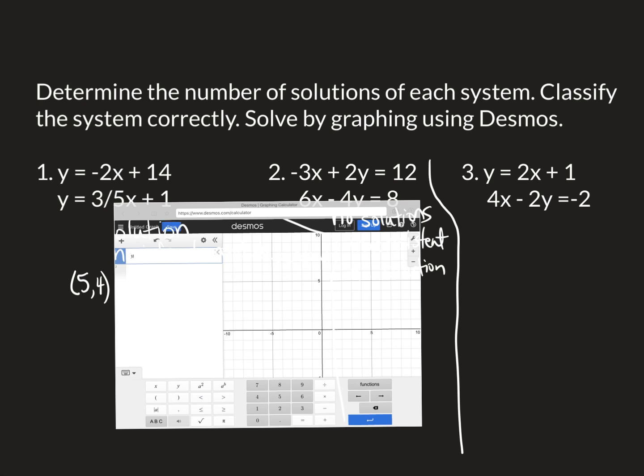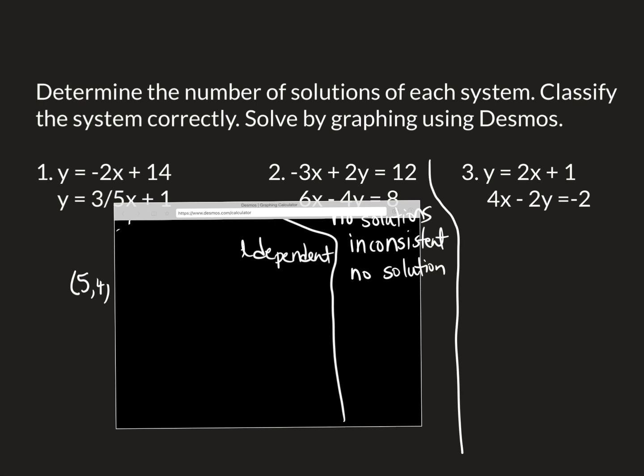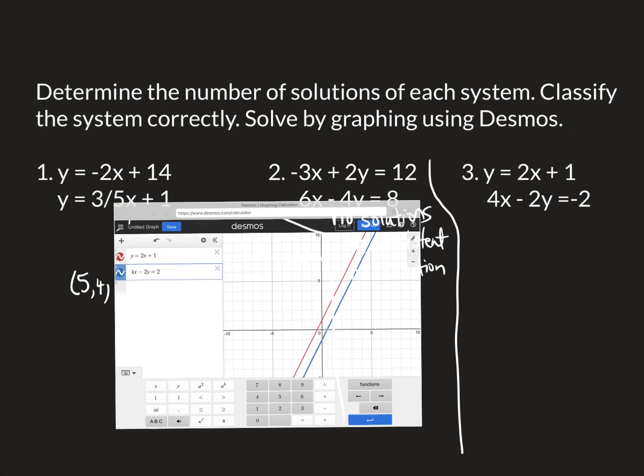Okay, y equals 2x plus 1. Let me erase right there. And then in the second one, 4x minus 2y equals negative 2. Now that looks like it is also no solution. Did I type it in correctly?